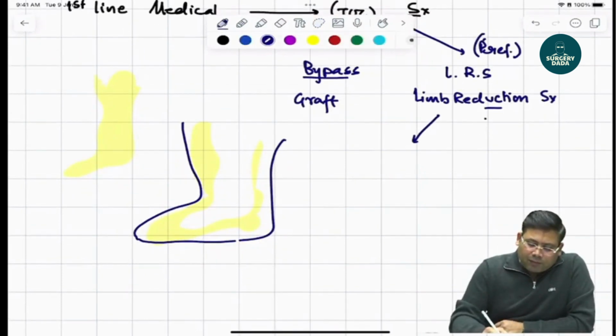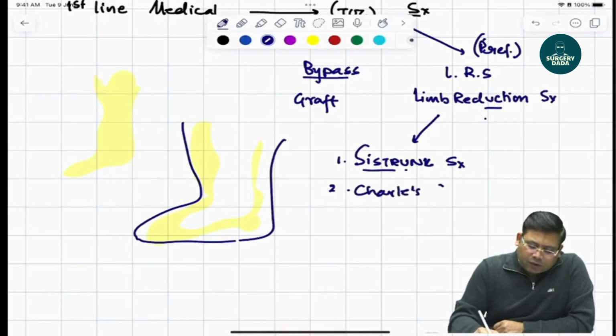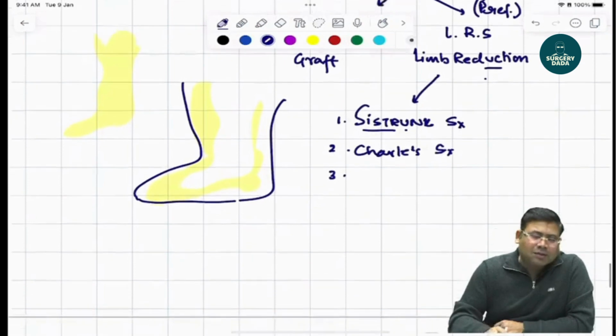What are the different limb reduction surgeries that we have? One is Cyst trunk. You must have heard of Cyst trunk surgery in thyroid also for thyroglossal duct cyst. Another one is Charles, that's a 360 degree. If you are still not able to recall, go to my lectures and check it.